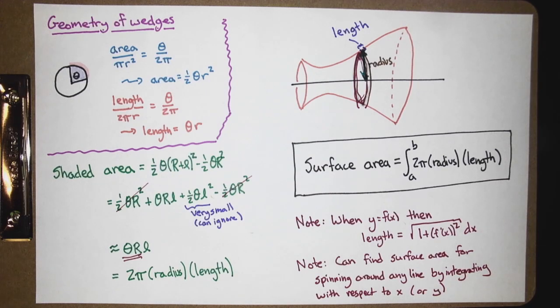Another thing to note is that you can spin around any line: x-axis, y-axis, even lines on slants. And you don't have to change from integrating with respect to x to integrating with respect to y. The only thing you have to do is account for your radius. That's what will change. All right, so there's our formula. Any questions before we do an example?